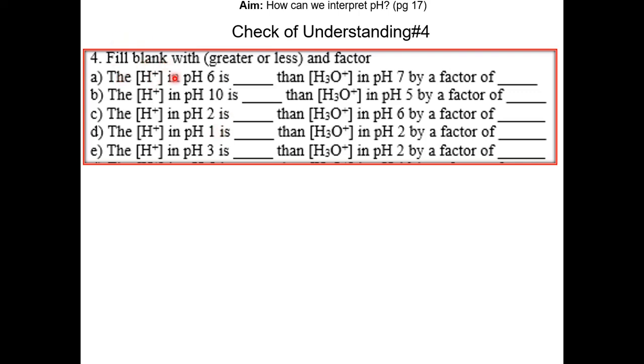The hydrogen ion concentration at a pH of 6 is greater than the hydrogen ion concentration at a pH of 7 by a factor of 10. Try to do the rest of the questions by yourself. Resume the video once you complete it. Here are the answers.